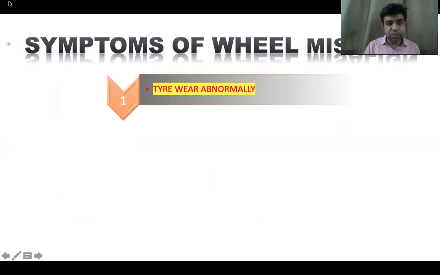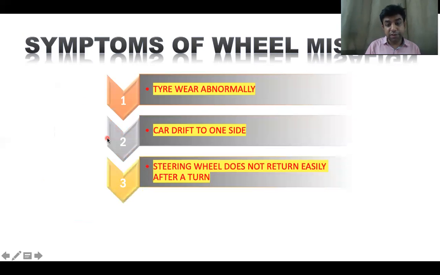Now let us understand the different symptoms which are felt during misalignment. First thing is the tire wears out very abnormally, and if that wear is there, then it can even lead to wheel imbalance also, right? Then the car will drift to one side. That is the easiest judgment to take. If you are traveling straight ahead, it will deviate either to the left or to the right.